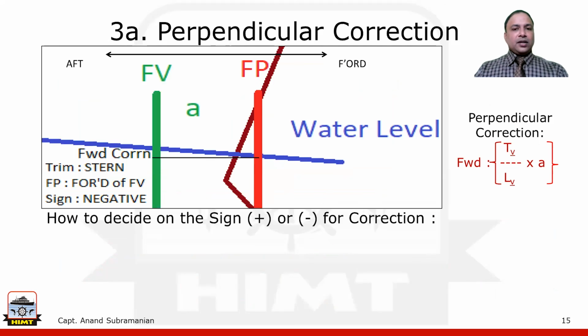Now, the value we get has to be either added or subtracted. So how do we decide on the signage of this? Either we add or subtract. How do we decide a plus sign or a minus sign?